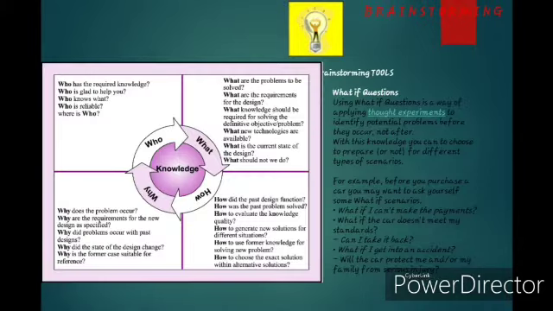And last but not least, the tool for brainstorming is what-if questions. It is a common way to identify potential problems before they occur. For example, before purchasing a car, we must ask ourselves a few questions. For example, what if I can't make the payments? What if the car meets with an accident? And what if the car doesn't meet my standards? These are the tools for brainstorming.